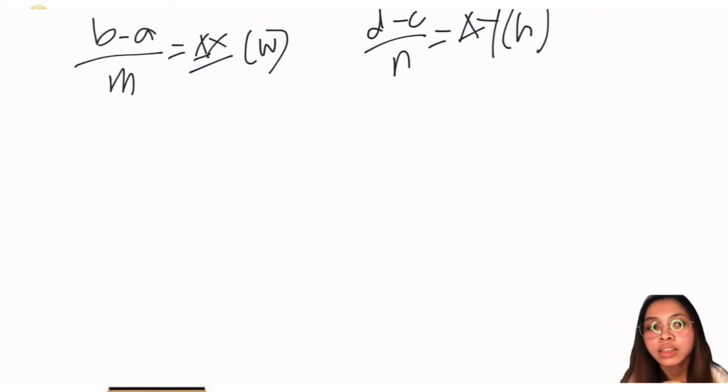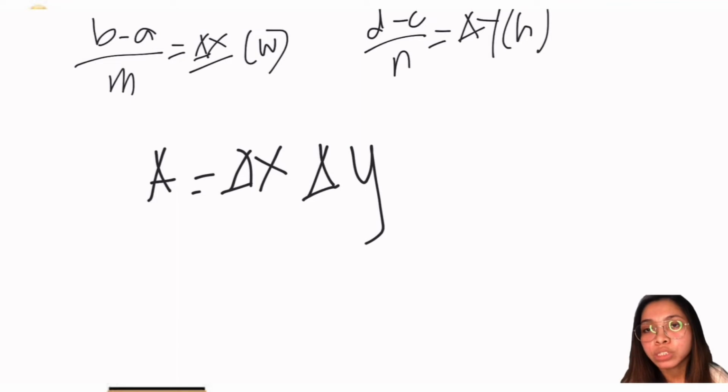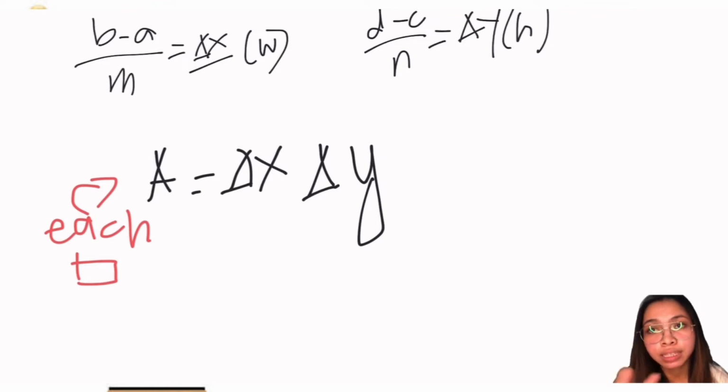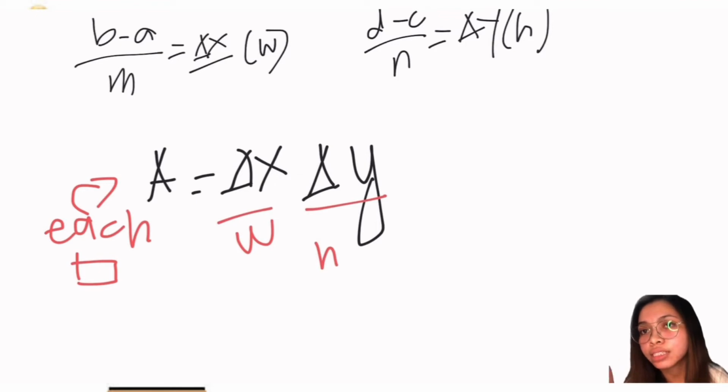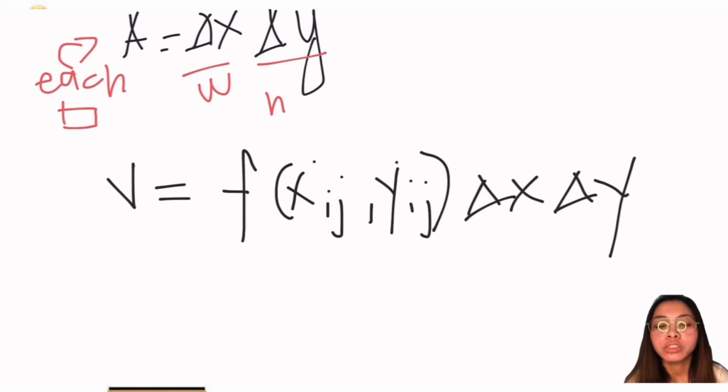So given what we found, we can now have the area of each rectangle, which is delta x, the width, and delta y, which is the height. And they are all identical. So we can now find the volume for each rectangular prism, since we have the area, the delta x times the delta y, of each rectangle at arbitrary point f of x sub ij star and y sub ij star. So we have this one.